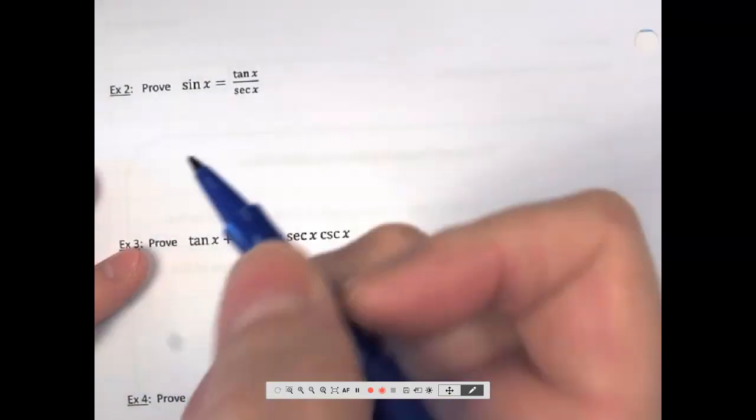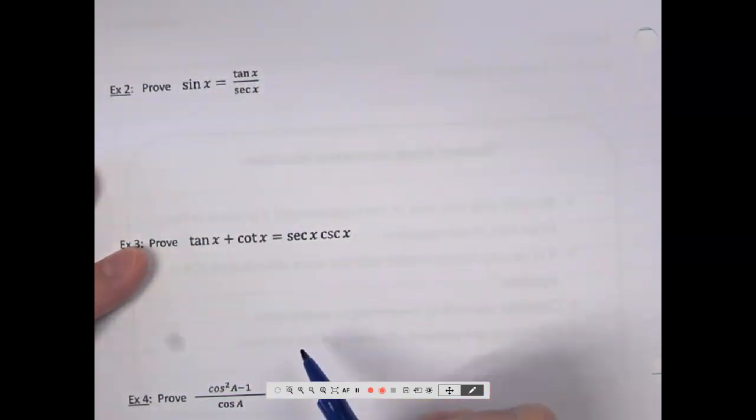Okay, so this one we are going to prove that sine equals tangent over secant. So it's not a question of does sine equal tangent over secant. I'm telling you they are equal. We just have to manipulate it to prove it. So which side would you consider the more complicated side? The right. So we're only going to simplify the right. We're going to leave the left alone. We will be finished when we turn the right side into sine.